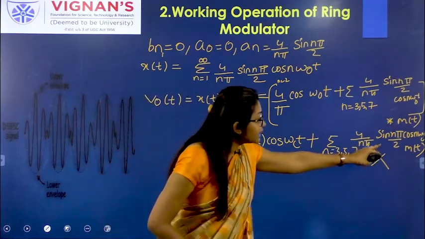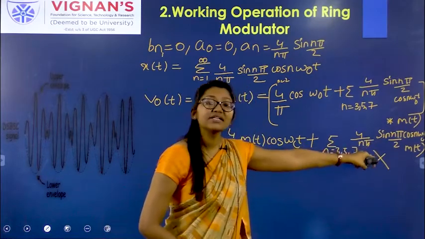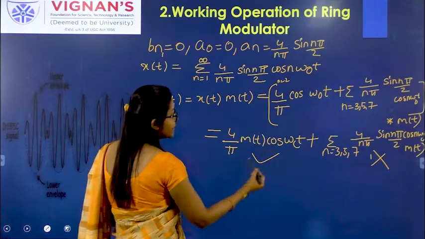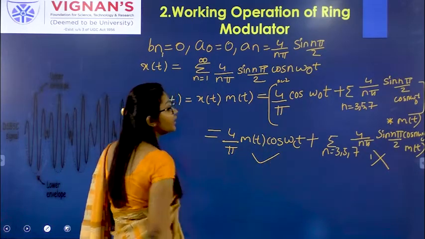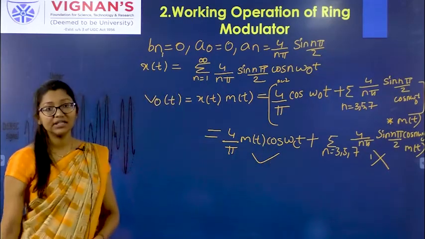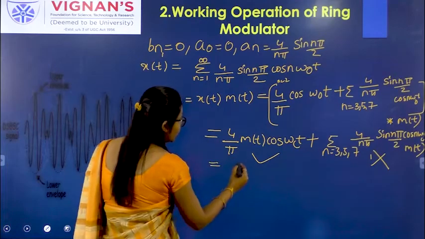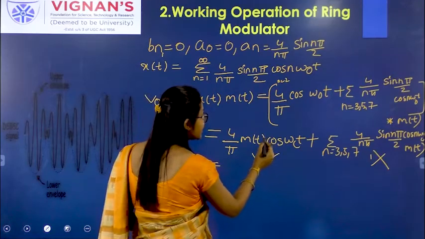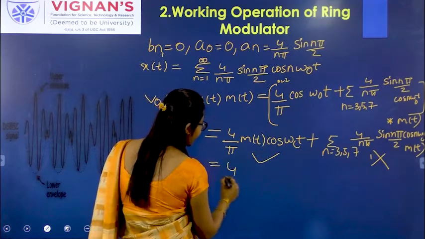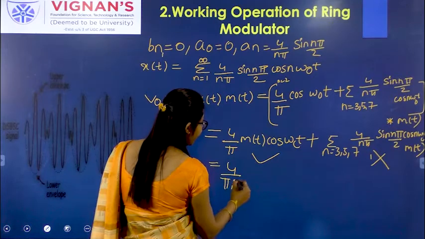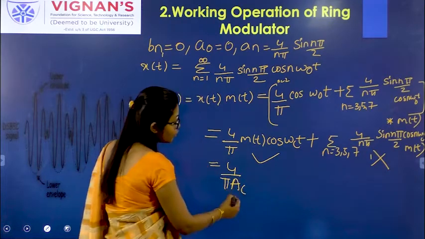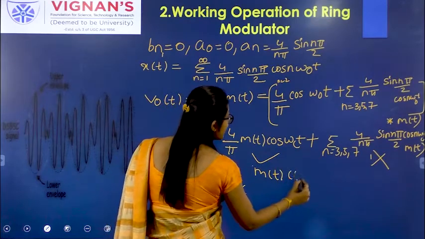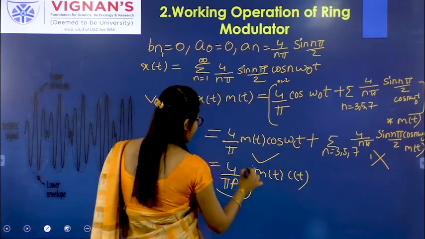So these are the highest terms, and they will be rejected. Only this term will be present: 4 by pi m of t into cos omega c t. If you represent it in the form of m of t into c of t, what is missing here is the carrier amplitude. So just multiply and divide by the carrier amplitude. So 4 by pi Ac m of t into c of t. This one is a constant.